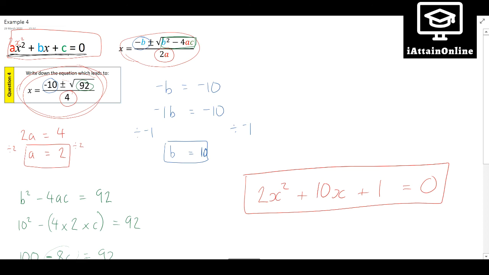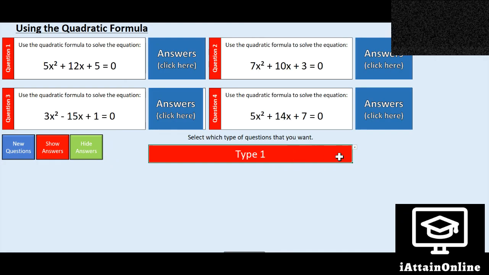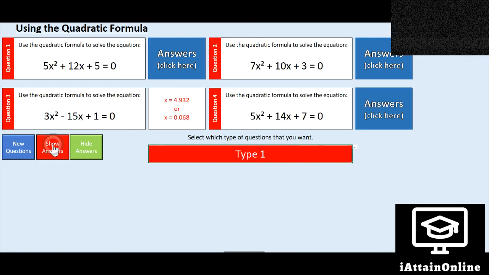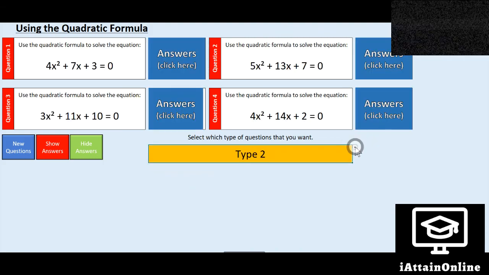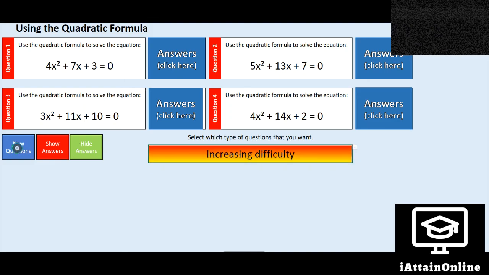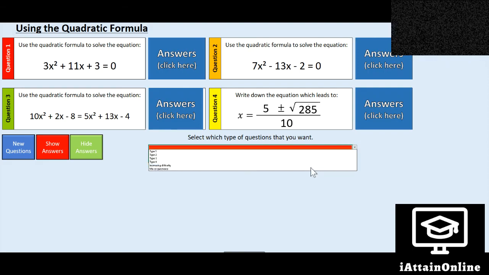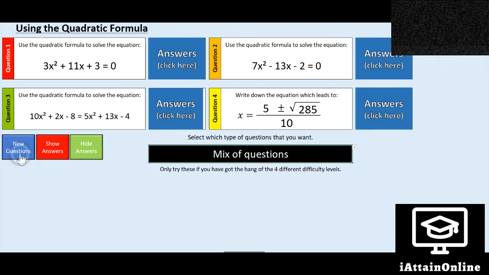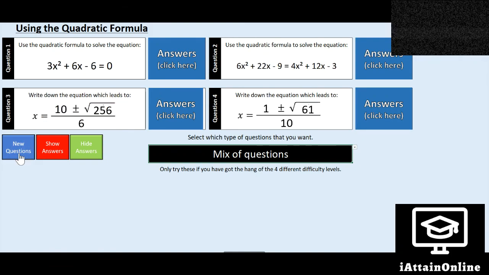Okay, so what I've done is I've made another question generator, and that question generator can generate lots of different questions here. So click new questions if you just want the type 1 sorts of questions. You can get the answers one at a time or all at the same time. And then you can get 2 or 3 or 4. You can also set increasing difficulty level. So question 1's the easiest, question 4's the hardest. Or once you've got the hang of all 4 of them, you can practice just a mixture of them, where I don't tell you what kind of level of difficulty it is.